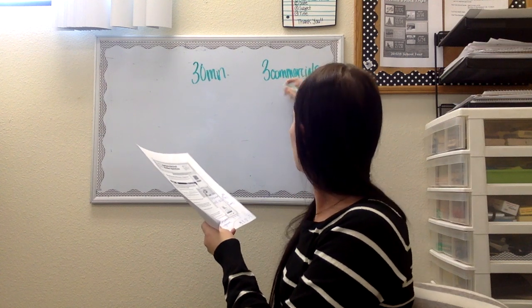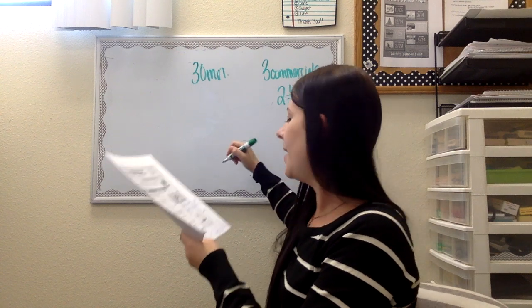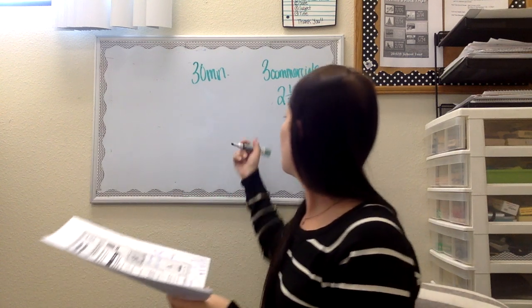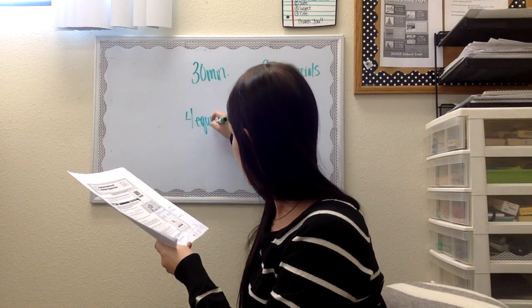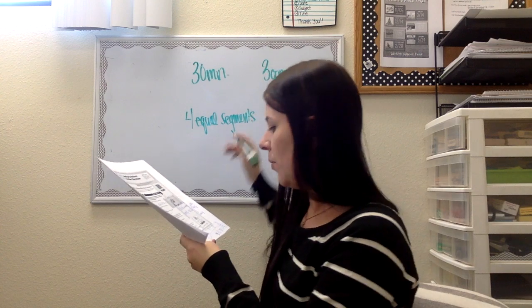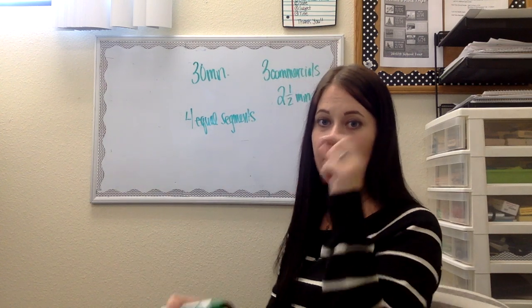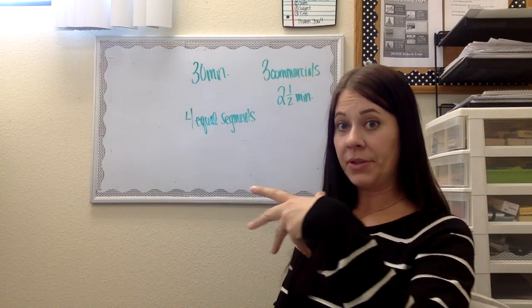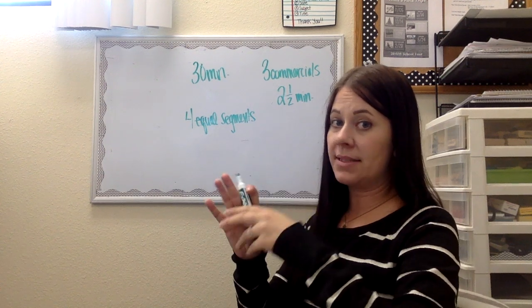And each commercial is 2.5 minutes. And then in between the commercials are 4 equal length segments. And we want to know how long each of those segments are. So what I want to do, okay, is I know I have 30 minutes.